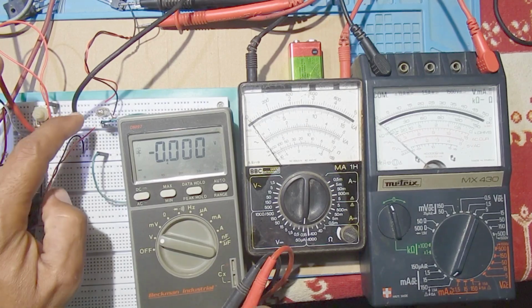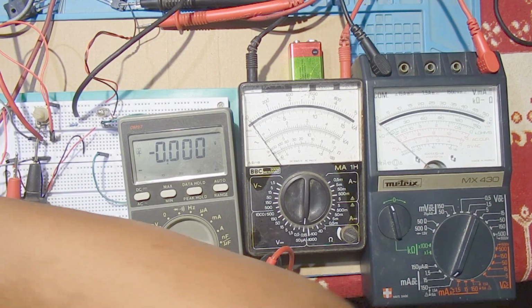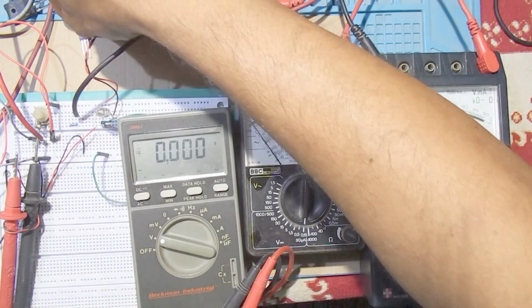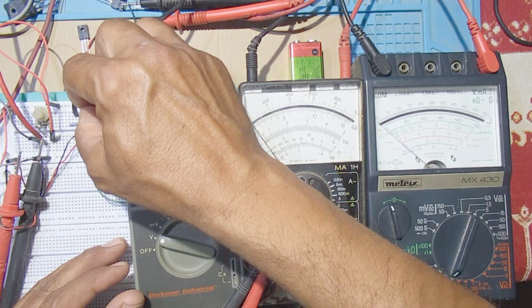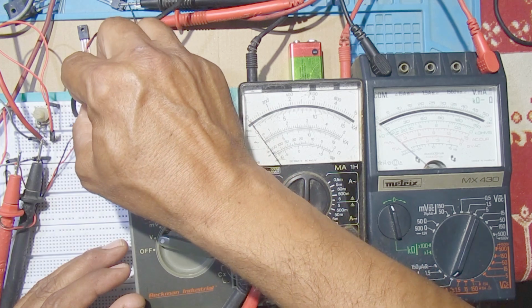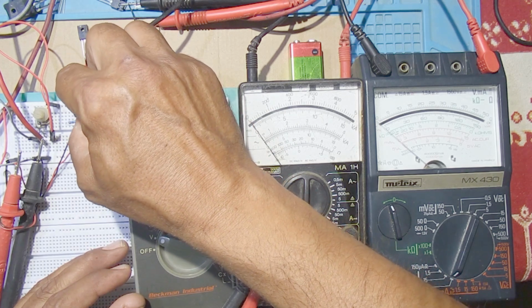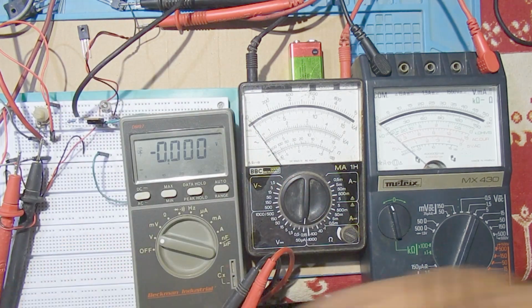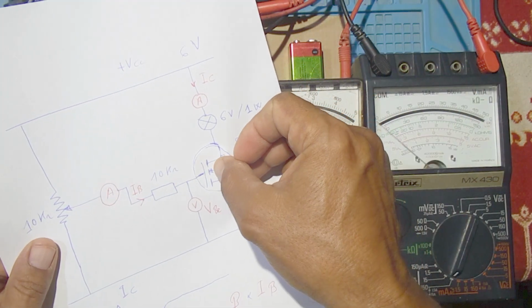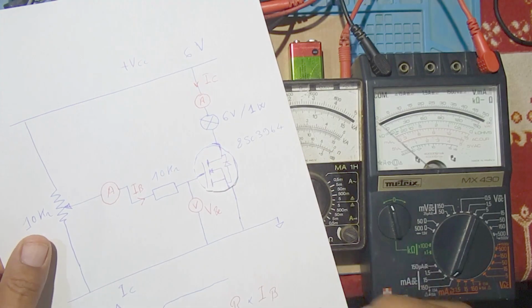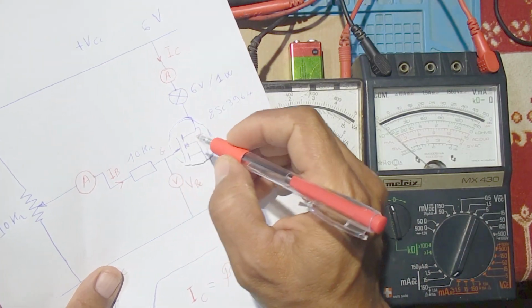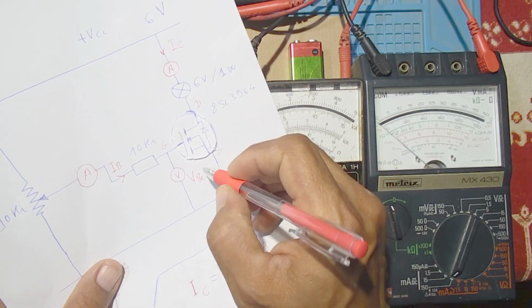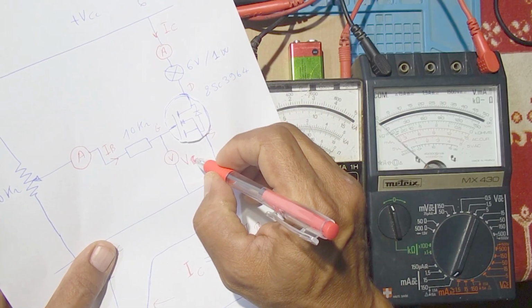Now I will replace this transistor with a MOSFET, and we will see how the MOSFET behaves versus the BJT transistor. I will put the MOSFET here. This VBE will become VGS. We have here the gate, the source, and the drain. So we will measure the VGS.